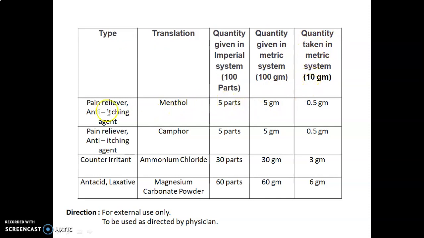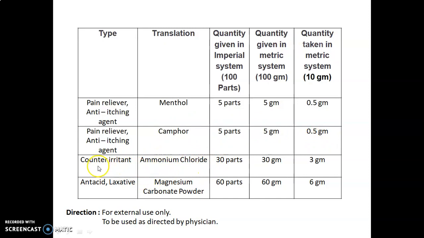So first of all we have menthol, which is used as a pain reliever and anti-itching agent. Quantity given in the imperial system for 100 parts is 5 parts. Quantity given in the metric system is 5 gram. Taken quantity should be 0.5 gram. This quantity should be calculated with the help of the factor. Next, camphor, used as a pain reliever and anti-itching agent. Quantity given in imperial is 5 parts. Quantity given in metric system is 5 gram. Taken quantity should be 0.5 gram.